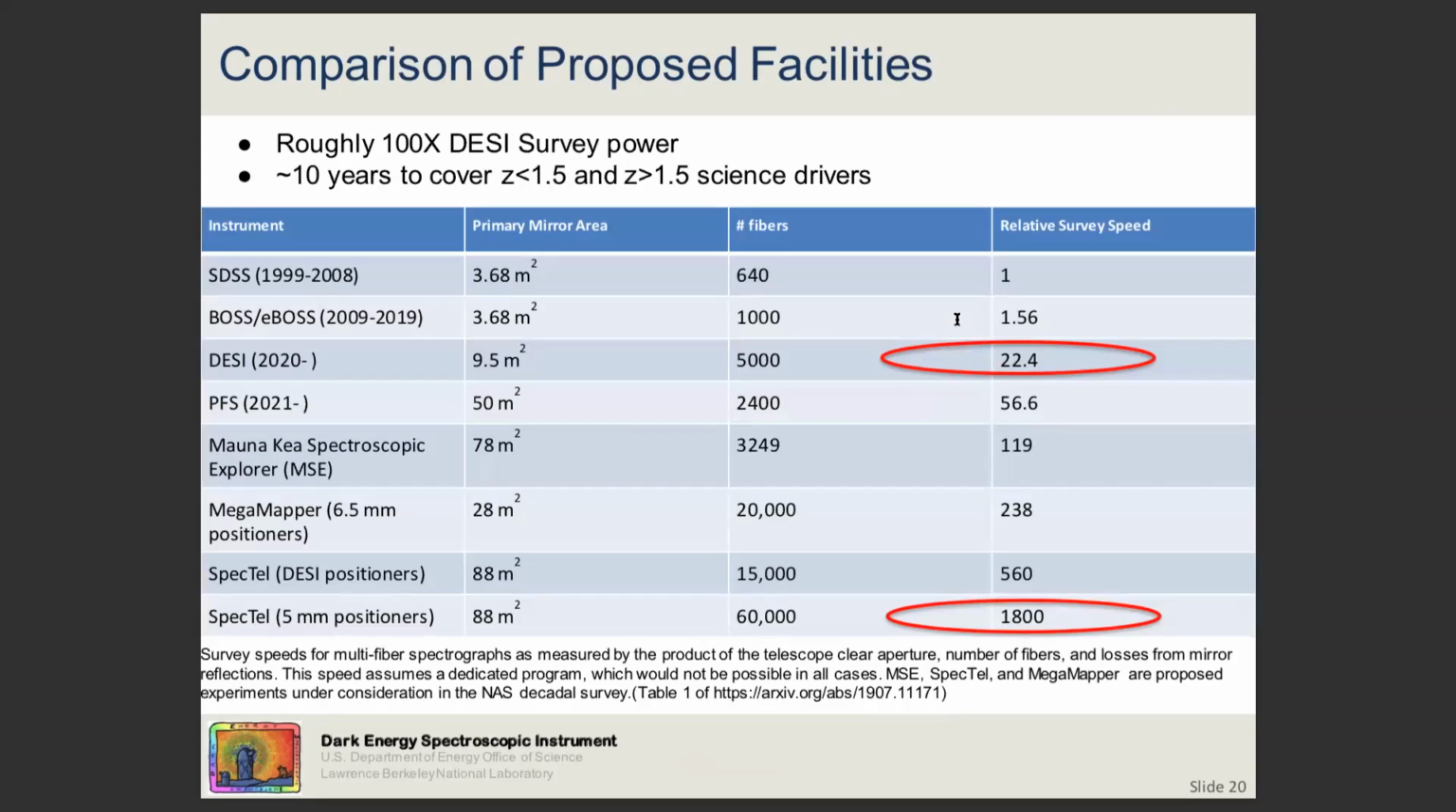Putting it into perspective, here's DESI with this prime. This is the same panel that David showed. You can see it depends on what positioners you use, but if you go to these 5 millimeter positioners, you get 2 orders of magnitude improvement over DESI.